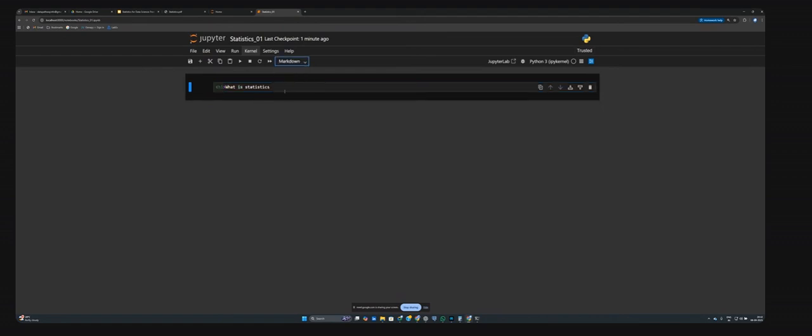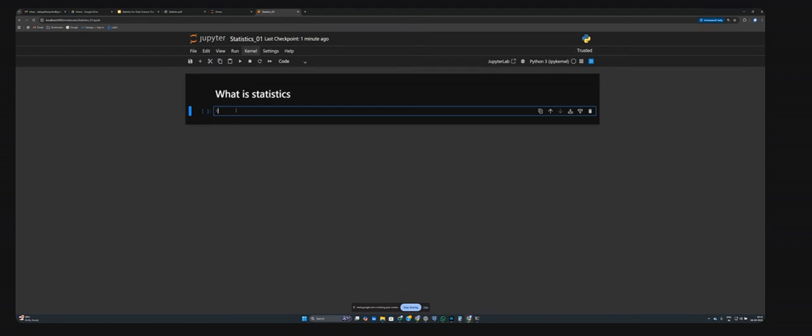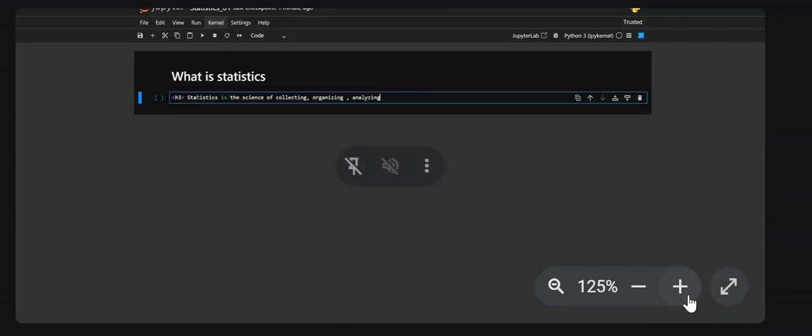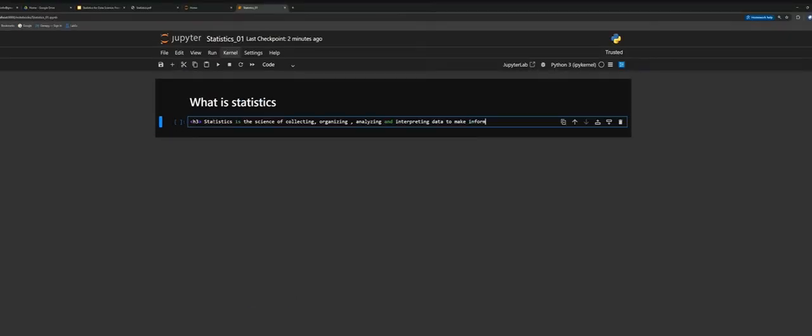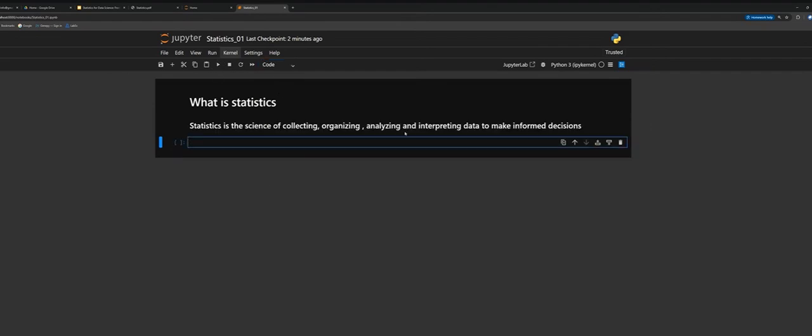Okay, so what is statistics? Statistics is the science of collecting, organizing, analyzing, and interpreting data to make informed decisions. So this is the definition.